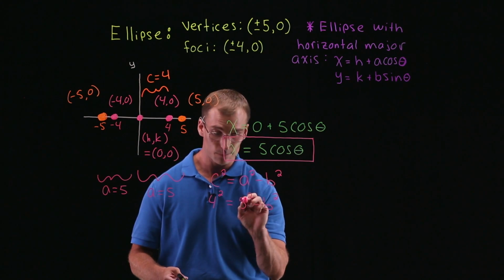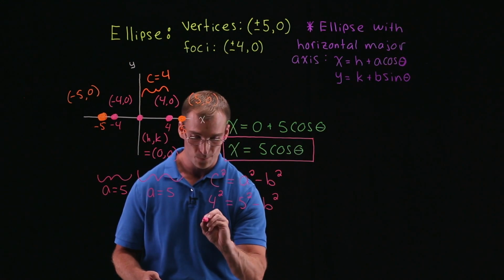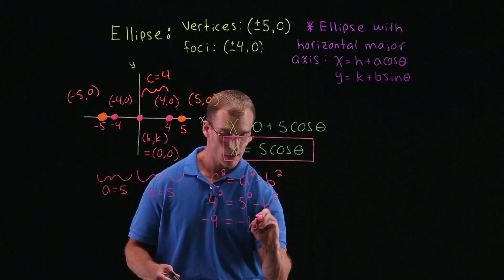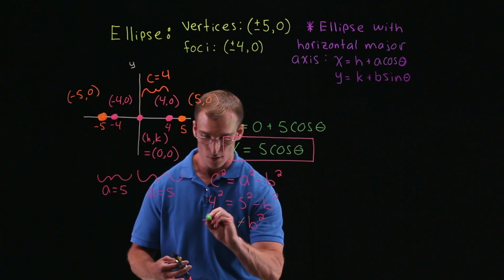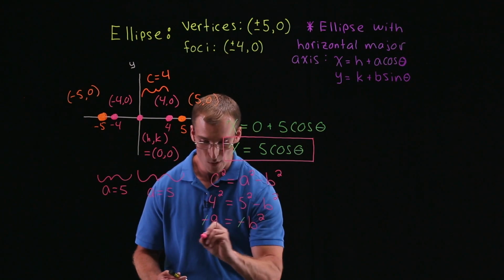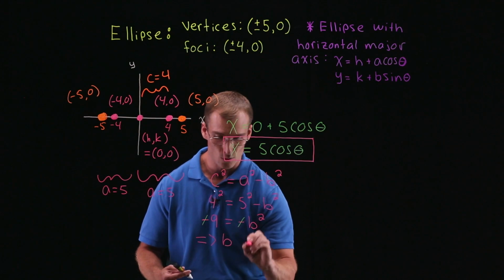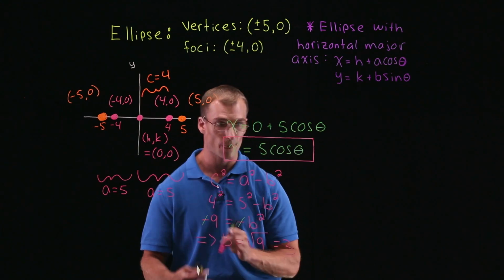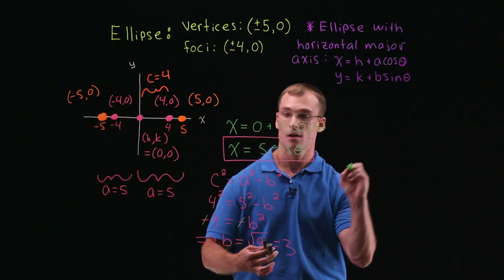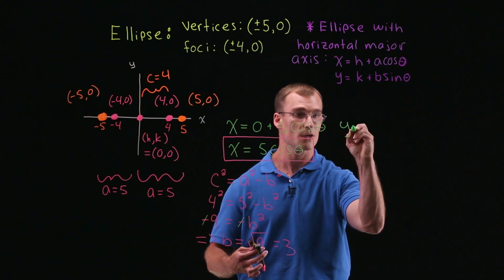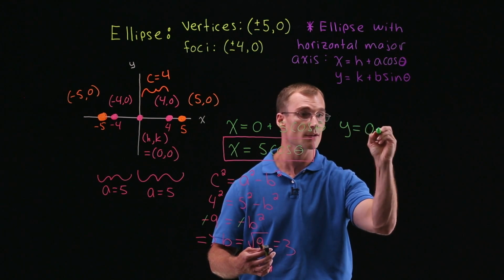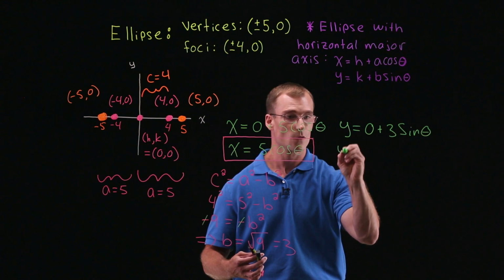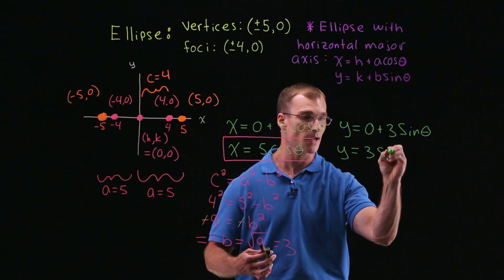So 4 squared being 16, minus 25, or 5 squared. So we have 16 minus 25, or negative 9, is equal to negative b squared. Of course, our negatives will cancel. Taking the square root of both sides, this implies that b is equal to the square root of 9, or 3. Then our parametric equation for y, again, is y equals k, or 0, plus b, which is 3, times sine of theta, or y is equal to just 3 sine of theta.